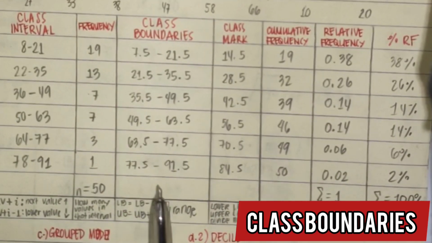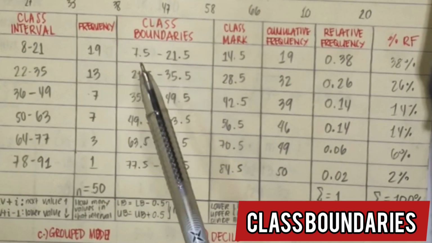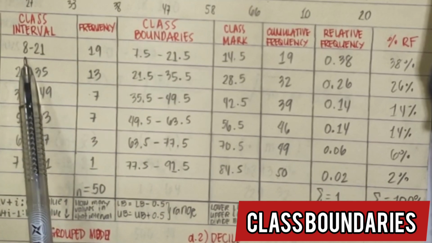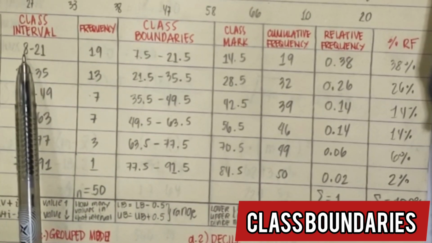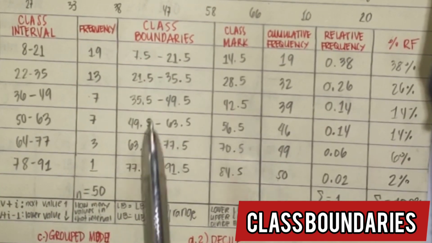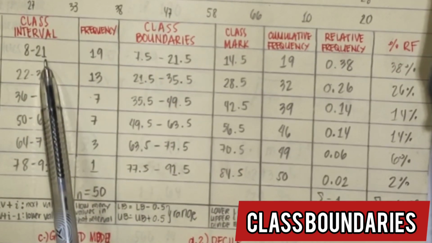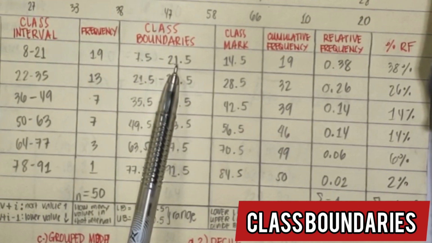Next, we're going to find our class boundaries. For the first row, for example, the formula for the lower boundary is the lower limit of our class interval minus 0.5. So 8 minus 0.5, we get 7.5. And for our upper class boundary, we have the upper limit plus 0.5. So 21 plus 0.5, you get 21.5.